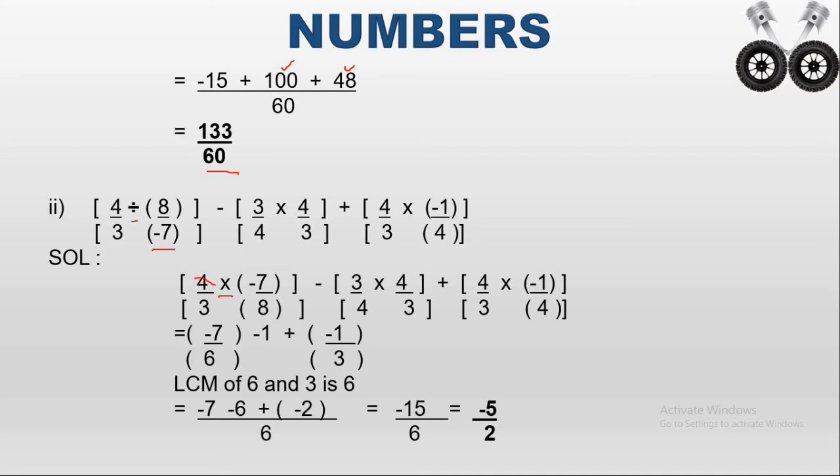The common factor for 4 and 8 is 4 itself. So 1 4s are 4, 2 4s are 8. And then here 4 and 4 cancel each other, 3 and 3 cancel each other. So next here 4 and 4 cancel each other. So now we can write the remaining factors. The remaining factors are minus 7 by 6 minus 1 plus minus 1 by 3.